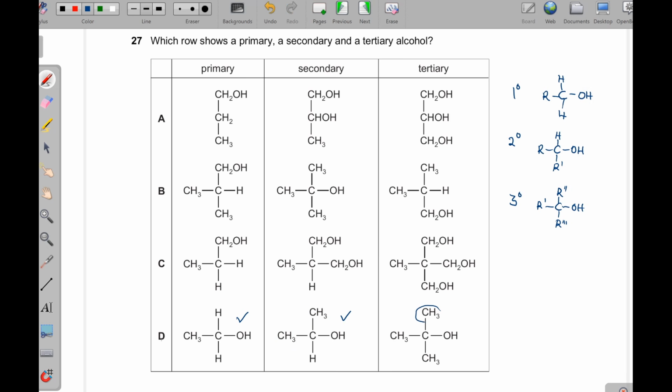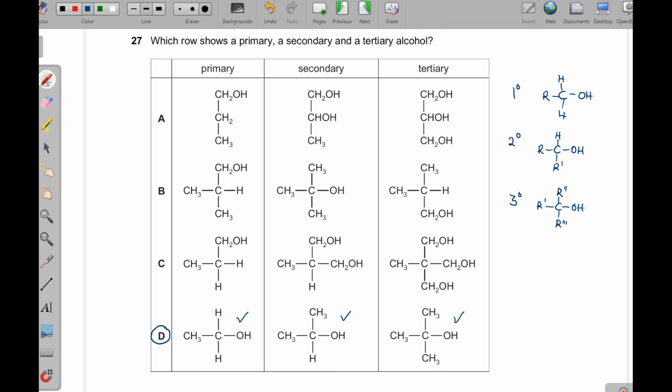Go to tertiary. The 3 alkyl groups can be the same or different. And there is no hydrogen attached to this carbon, which is holding the OH. So this one is a tertiary alcohol. So our answer is D. The rest, they fail. Okay.